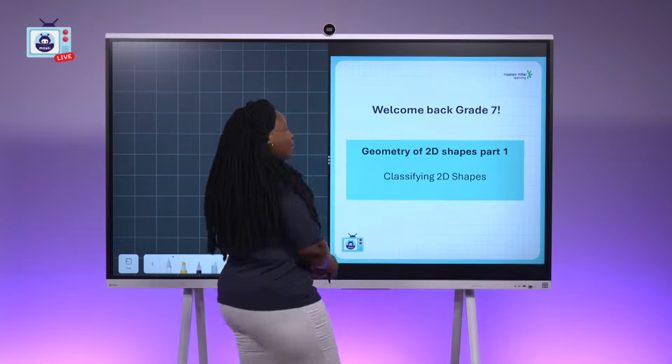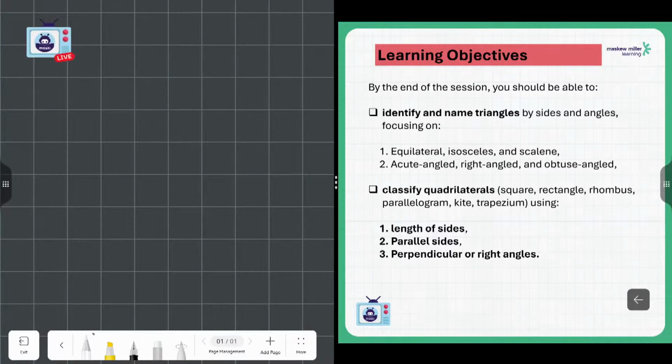So we are of course on geometry of 2D. The 2D simply means two-dimensional shapes. So we are going to do that, grade 7s, and during this lesson we need to be able to identify the names of the triangles and also the names of quadrilaterals that we have. So do you know triangle? We talked about that. It's a shape that is drawn with 3 lines on it.